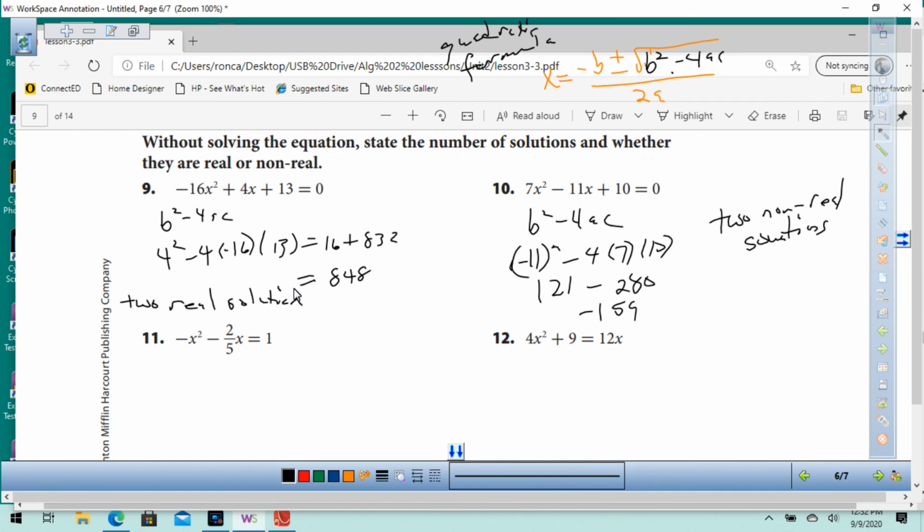Okay, there's a pattern. If it's positive, you get 2 real solutions. If it's negative, you get 2 non-real solutions. And the other choice is 0. And if you get 0, there is 1 real solution.